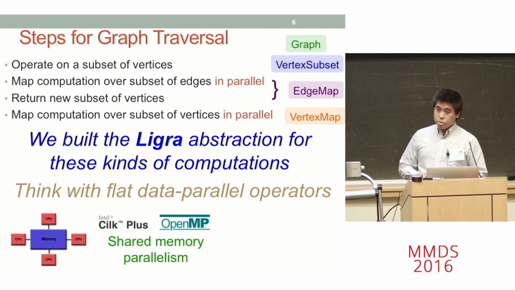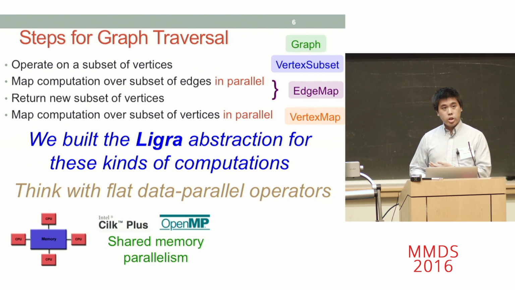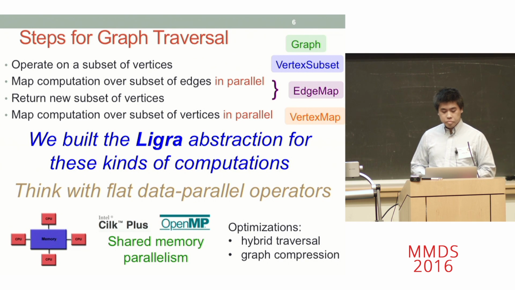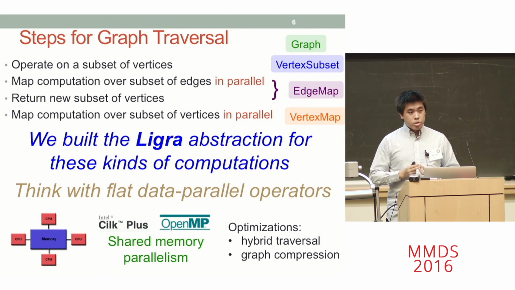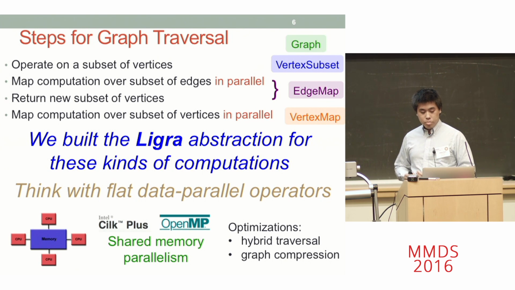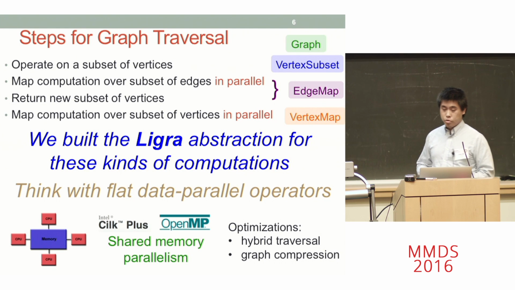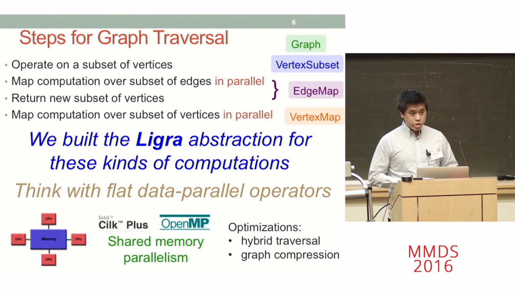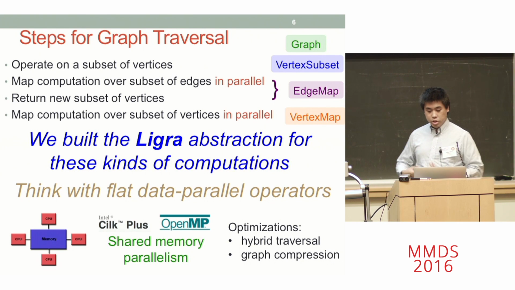So Ligra is developed for shared memory machines. So we use Cilk Plus to get parallelism. The code also compiles with OpenMP. And we have 2 optimizations implemented underneath the abstraction. This is the hybrid traversal scheme as well as graph compression. So I'll talk about what the hybrid traversal scheme is in a couple slides, and the graph compression stuff you can ask me offline.